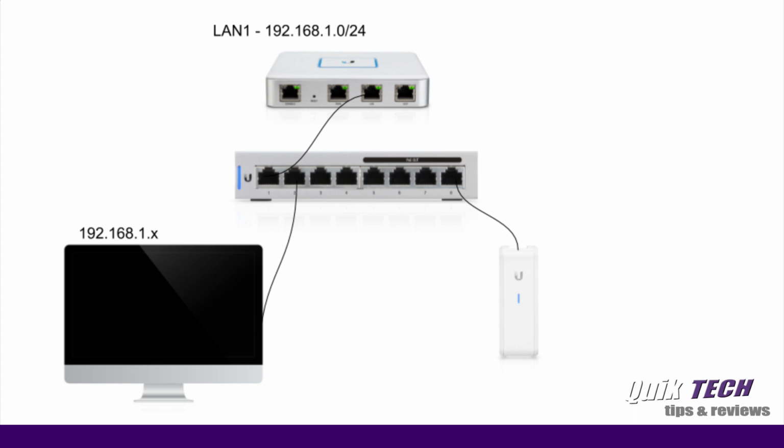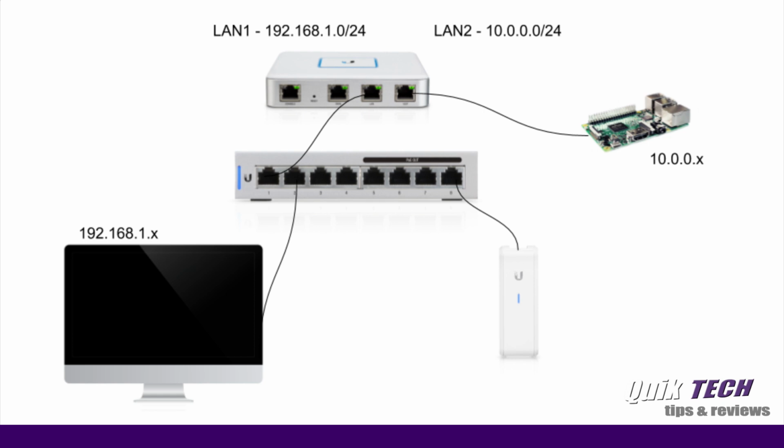In this diagram, you can see that I have the first LAN port on the USG set up on a 192.168.1.0/24 subnet. I'm connecting that to a UniFi switch on port 1, and then hanging off of port 2 on the switch is my computer, and it'll obtain an address in that same subnet. On port 8, I have my UniFi Cloud Key, which I'm running my UniFi controller on. What we're going to do is set up the secondary LAN port on a 10.0.0.0/24 subnet, and then once we have that configured, we'll connect a Raspberry Pi to that secondary LAN port, and it should obtain an address in that 10.0.0.0/24 subnet. Since this is a USG router, it will configure itself by default to pass traffic across both subnets.